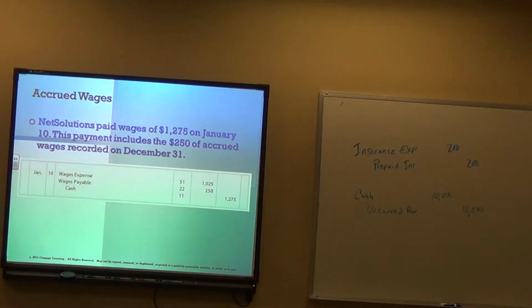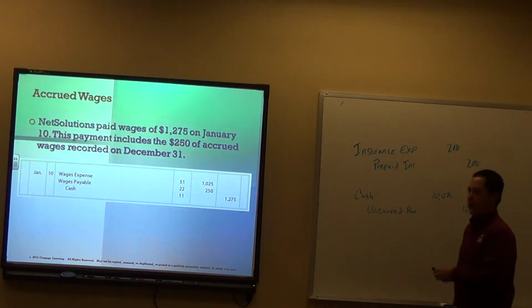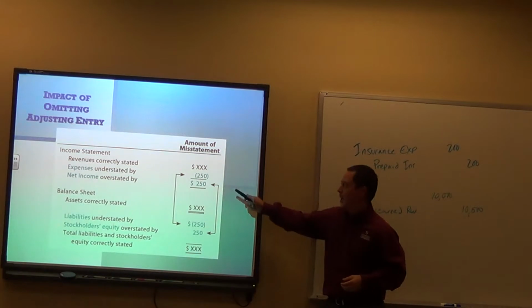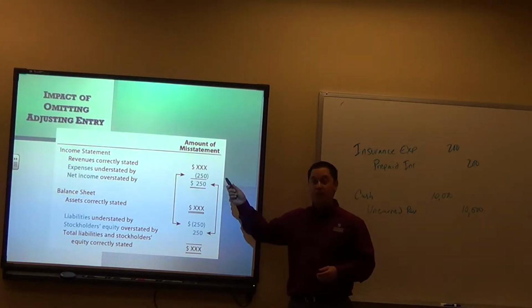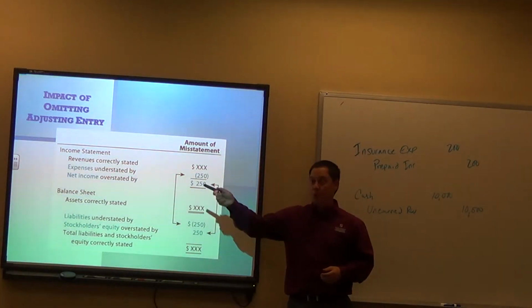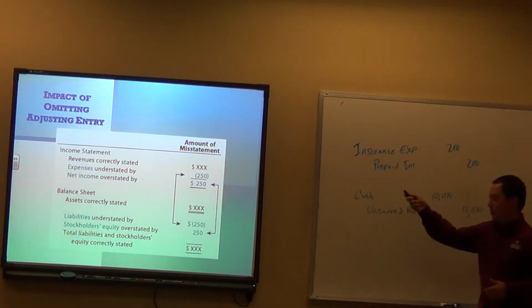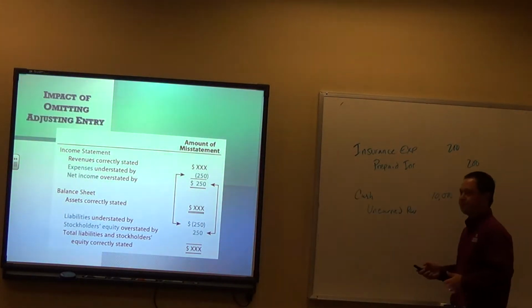And so by the 10th, we've wiped out that wages payable. That's no longer there anymore. But to accurately reflect all those things, we have to show those things. Otherwise, net income is overstated by $250 because we didn't put that expense in there. Because we still owe that money, we never put that expense in there. We should have. And so that's where the problems can come in if you don't do that.